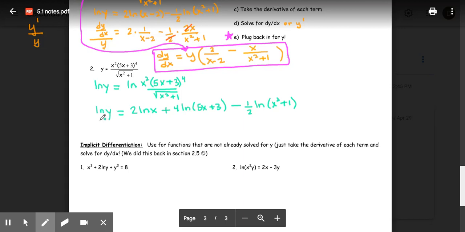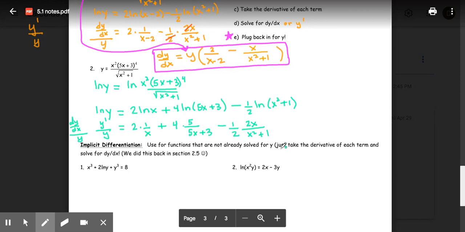So derivative of y, let's write it the other way this time, is y prime over y, right? Derivative of the inside, which is y prime over y. You can also write it as dy over dx over y. Doesn't matter. Derivative of 2 ln x is 2 times 1 over x. Plus the derivative of the second part here, derivative of the inside, which is 5 over the inside. And the third part here, derivative of the inside over the inside.